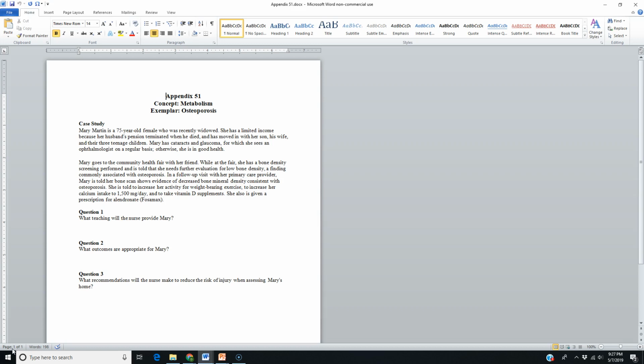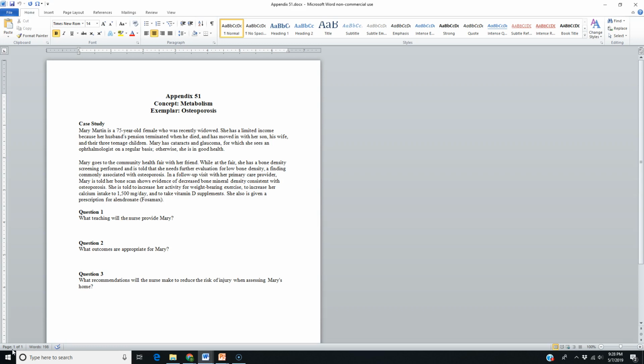All right, we have the second case study. It's a much shorter one, just to go over and see how a patient presents with osteoporosis. This patient is a 75-year-old female who is recently widowed. She has a limited income because her husband's pension terminated when he died, and has moved in with her son, his wife, and their 3 teenage kids.